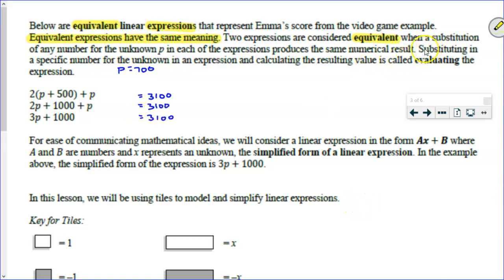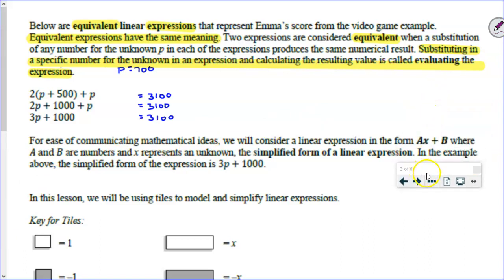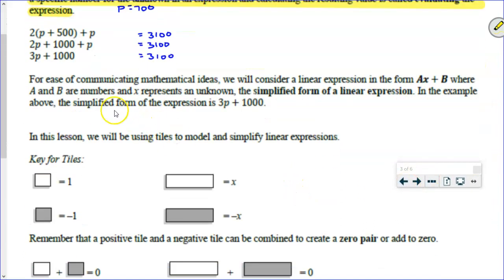Substituting, and we're going to highlight this part, substituting in a specific number for an unknown in an expression is called evaluating the expression. So I said, hey, I know what P is. P is 700. That's what is considered evaluating. And finally, our last definition. For ease of communicating mathematical ideas, we will consider a linear expression of the form ax plus b, where a and b are just numbers. X represents an unknown. This is the simplified form of a linear expression.